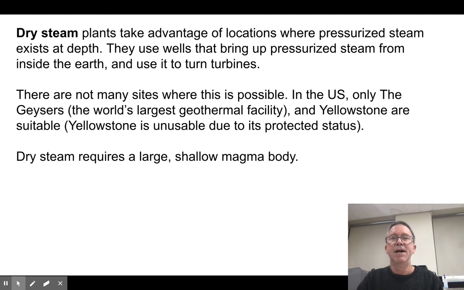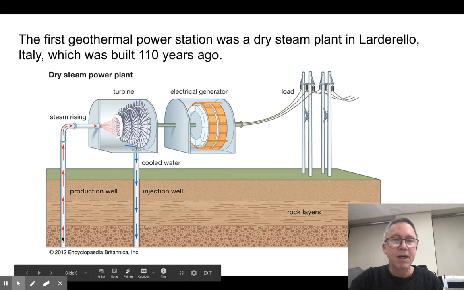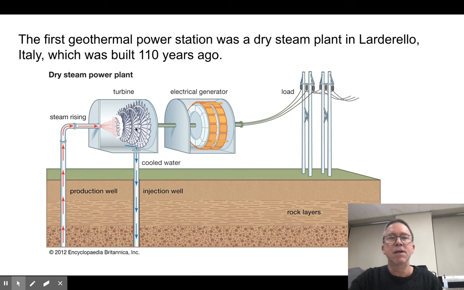But there's really not a lot of places where you can do it just because it requires a very unusual thing, a large magma body close to the Earth's surface. But let's just see how it works. All that you do is you drill this pipe down, pressurized steam comes out of the ground, it hits this turbine, spins the turbine, turns the generator, makes electricity, and then as it does this, the water cools off.